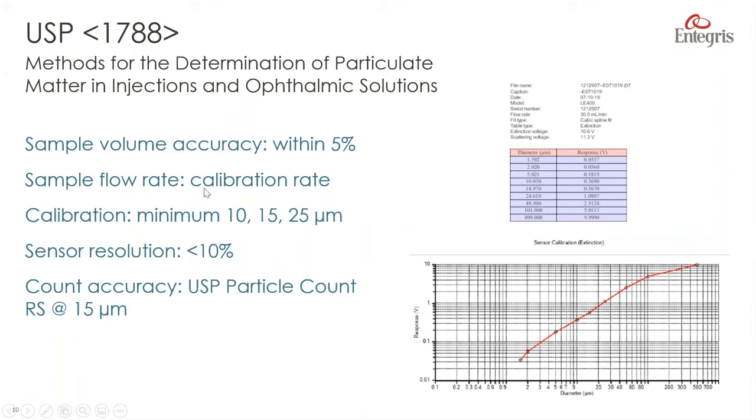We calculate the sample flow rate. We need to test the calibration curve, which you see here. This is the curve in the table for the calibration. We need to test that on a regular basis, either every 6 or 12 months. There's a sensor resolution test and a count accuracy test.